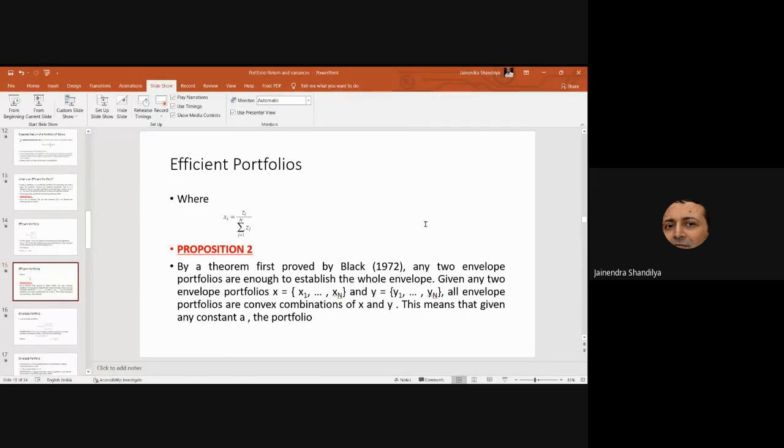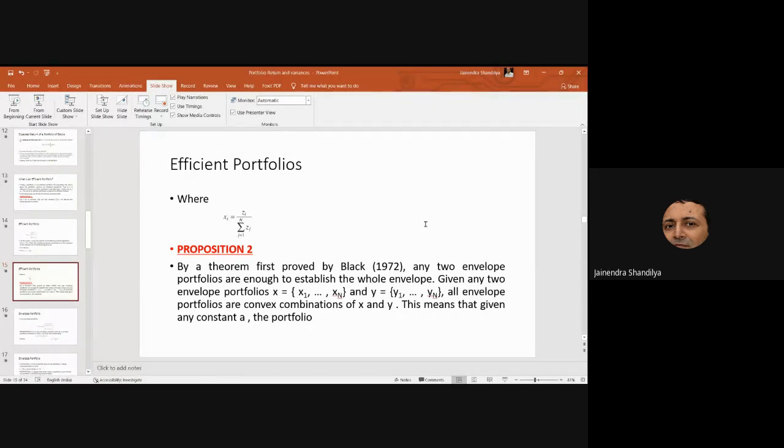So proposition 2 comes from a theorem which was proved by Black, that any 2 envelope portfolios are enough to establish the whole envelope. For example, in our example, we had X and we had Y. And as you could see, I was varying the proportion of X from minus 0.5 to something like 2 point something, or minus 1 to 1.7 or 8. It means I did all the possible combinations of minus X to plus X, and more than 100% to less than 100%. So by doing this, I created a frontier.